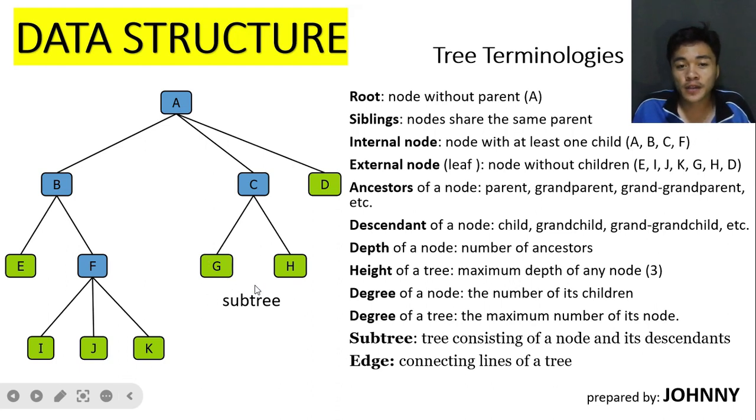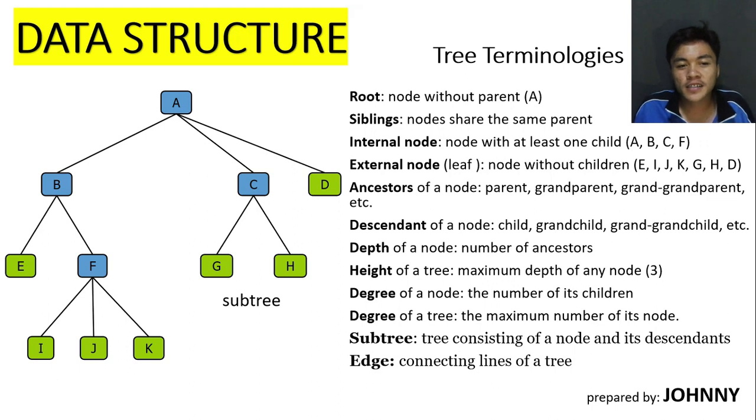So, internal nodes are nodes with at least one child. It could be A, B, F, and C. And external nodes are often called leaves, and they are the nodes without children. Here we have E, I, J, K, G, H, and D.